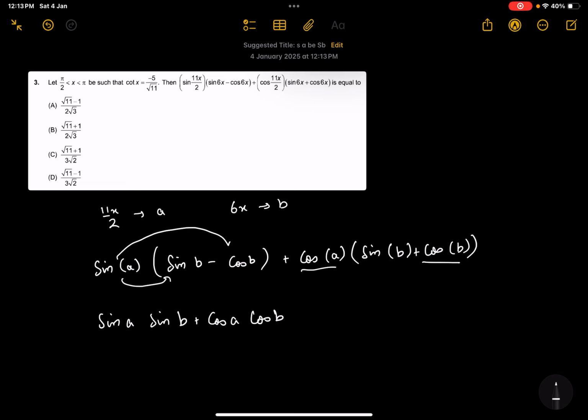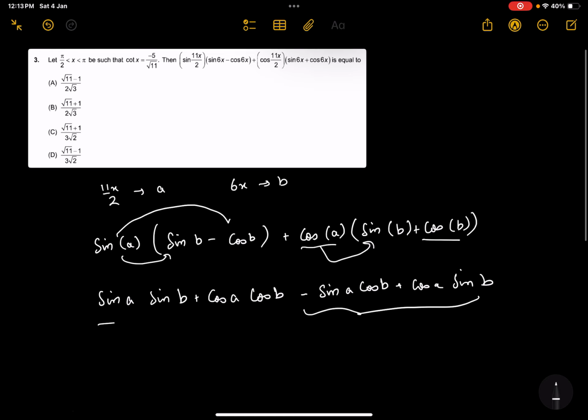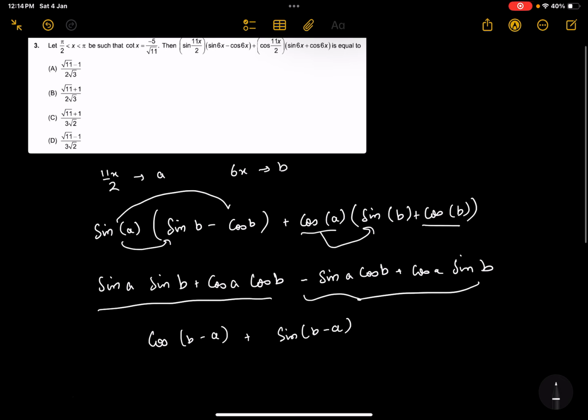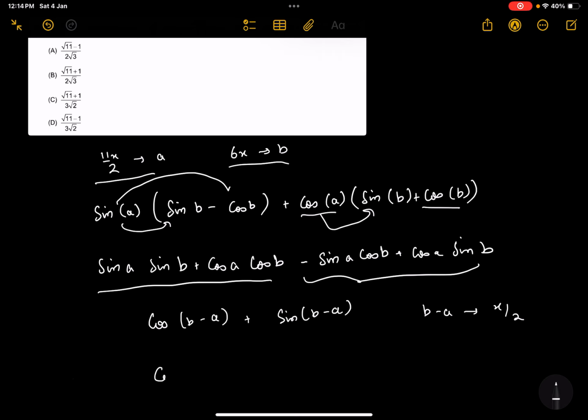Then we are left with minus sine a cos b and plus cos a sine b, which works out nice because this also is an identity. So by this we get cos b minus a, and this becomes sine b minus a. And we already have values of b and a, which gives us b minus a as x by 2. We also have the value of cot x.